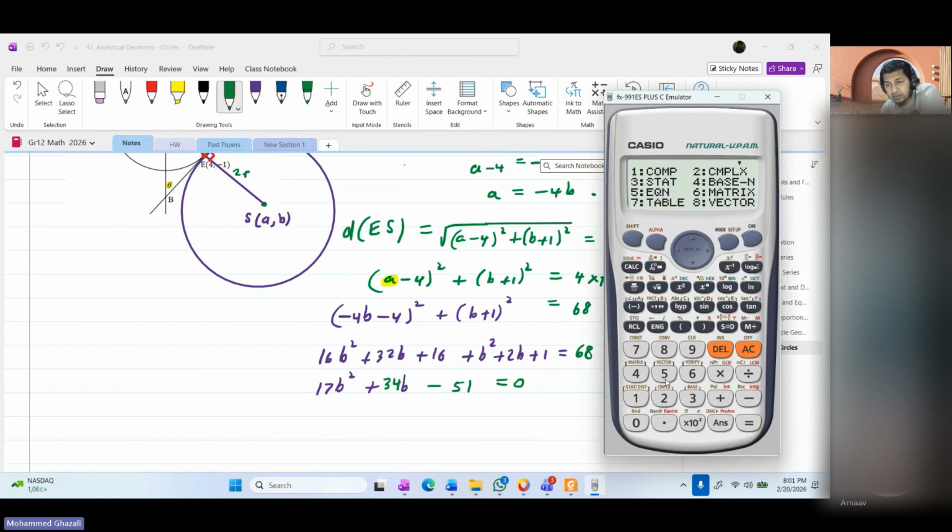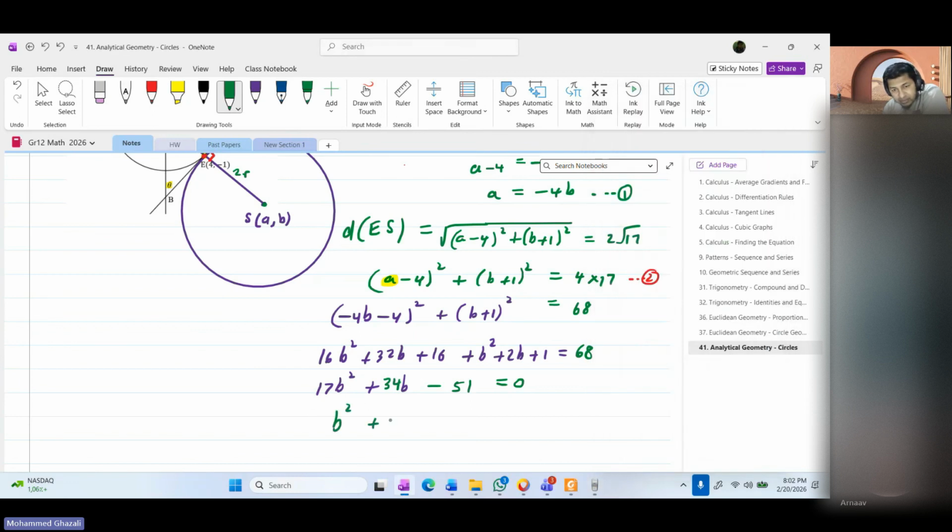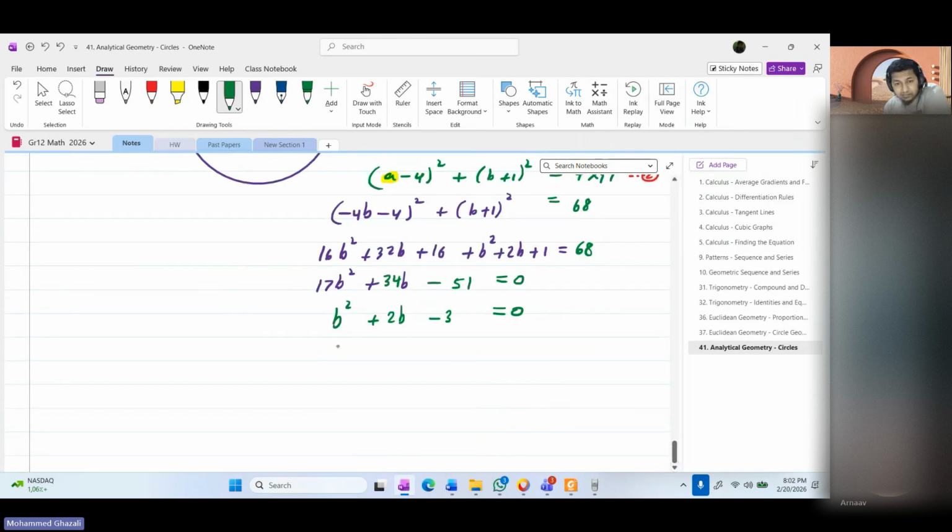32, 34, mode 5, 3. We're getting 17. I think we can divide this entire thing by 17. So we get an easy equation, b squared plus 2b minus 3 is equal to 0. Yeah, divide by 17. I think it's plus 3 minus 1, right? So b is equal to negative 3 or b is equal to 1.